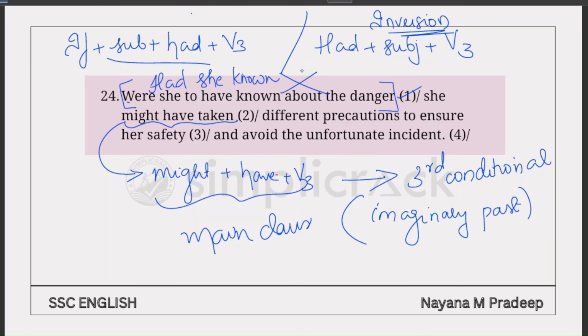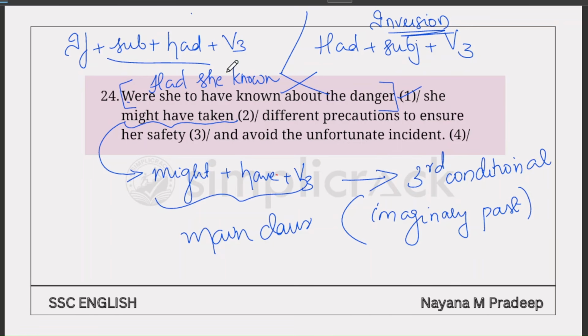You have to put the auxiliary verb, then the subject, and then the main verb, past participle form of the verb. Okay. So how did we identify that this is the third conditional? By looking at the structure of the main clause. We have might plus have plus V3, which is the third conditional structure of main clause in the imaginary past. So we know that the if clause has to be written in either if plus subject plus had plus V3 form or had plus subject plus V3 form. Okay, so either you can write had she known about the danger or you can write if she had known about the danger.